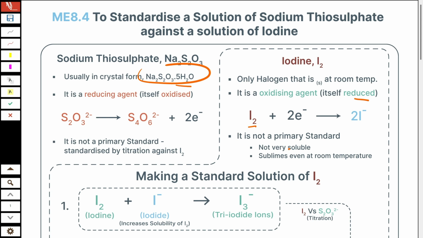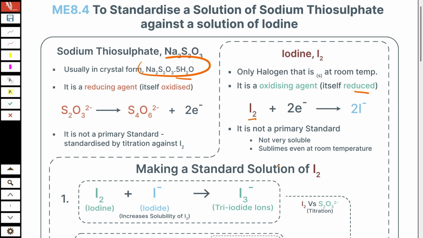It's not a primary standard either. Why not? Well, iodine being diatomic is not very soluble in a polar solvent like water. So it's not going to be very soluble because of that. But also it's not a primary standard because it sublimes even at room temperature. So as soon as you start to weigh it out, some of it is evaporating off. So you can't know for sure how much you're actually weighing out. So it's not a primary standard. You can't create a standard solution from it.